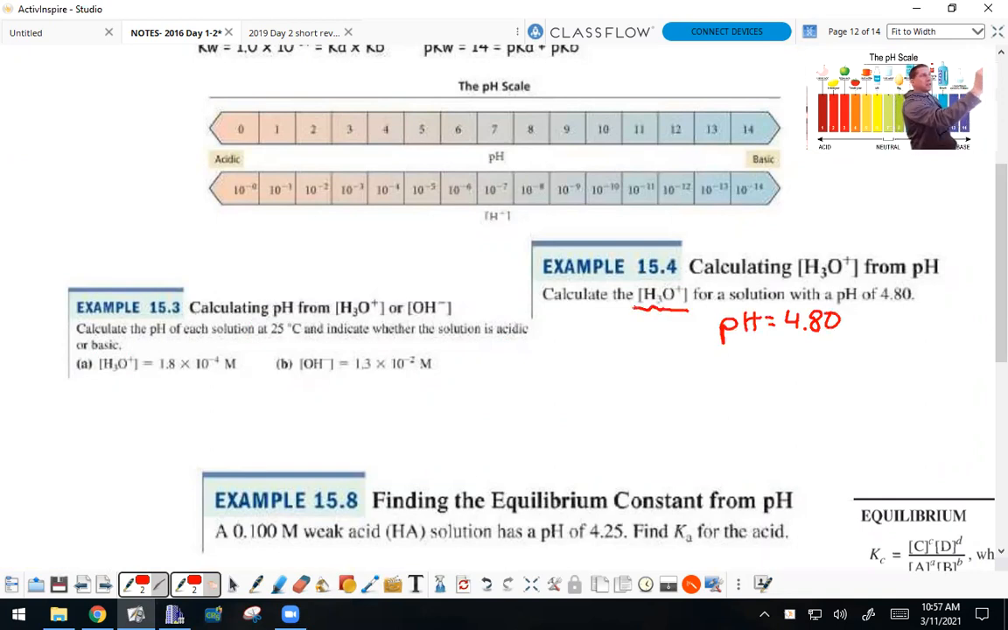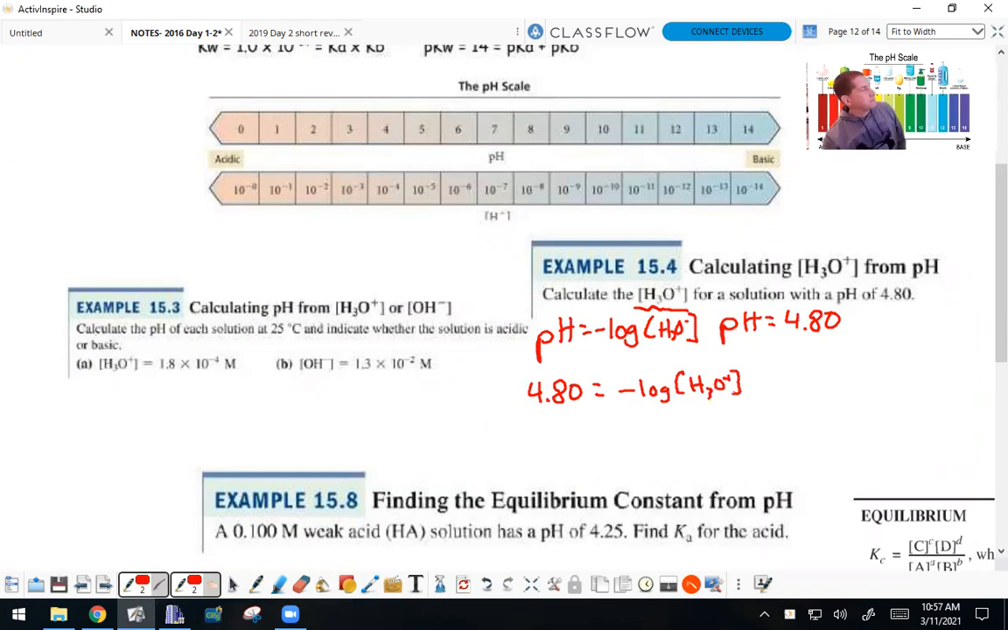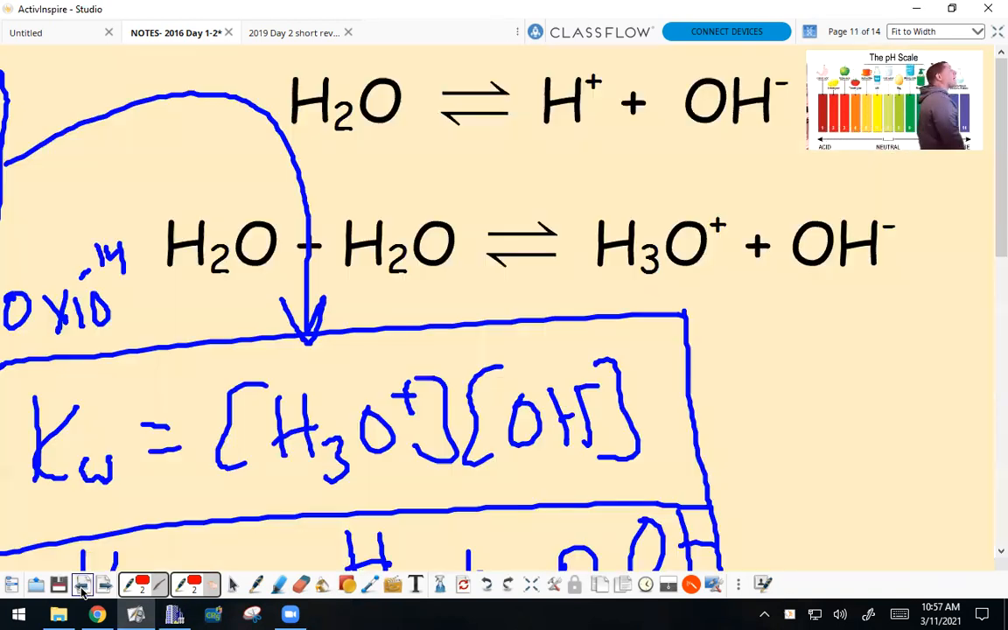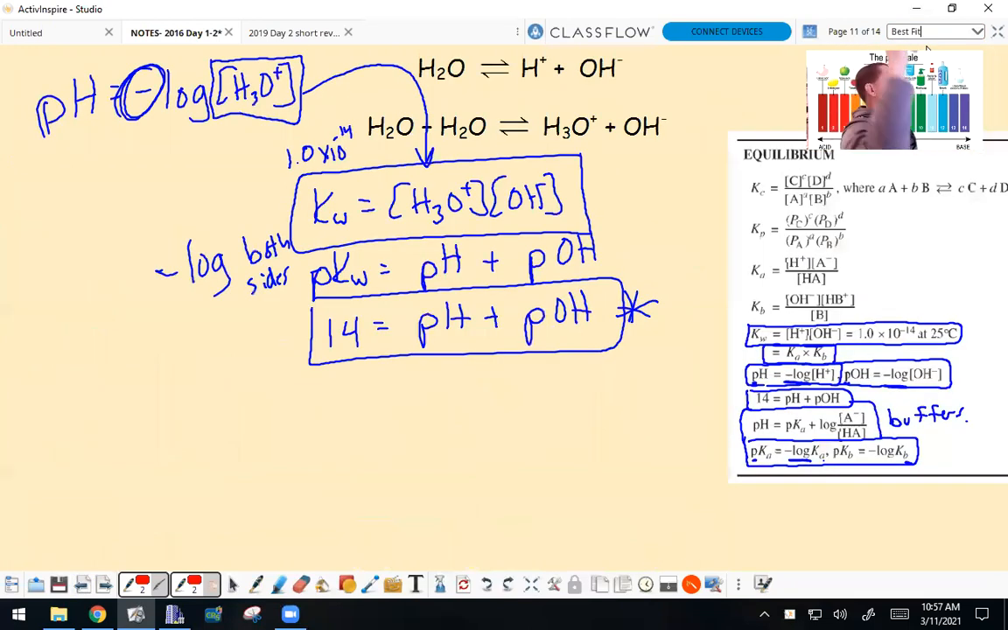So if I were to plug these into the equation, pH equals negative log of the H3O plus. I know this is 4.80 equals the negative log of the H3O plus. So how do you get rid of the negative log? That's the question. I'm not going to show you the mathematic derivation of this. I'm just going to give you the equation. If you want to see the mathematic derivation for it, come into a Zoom, I'll show you.